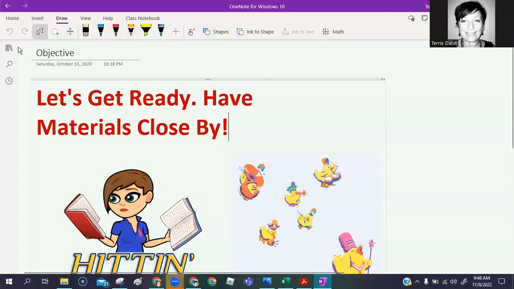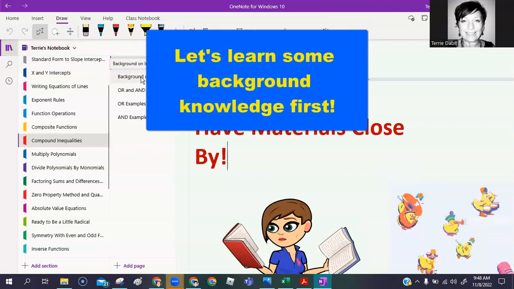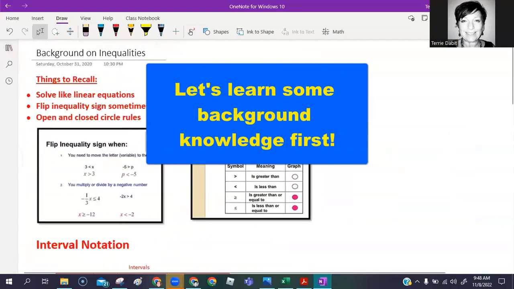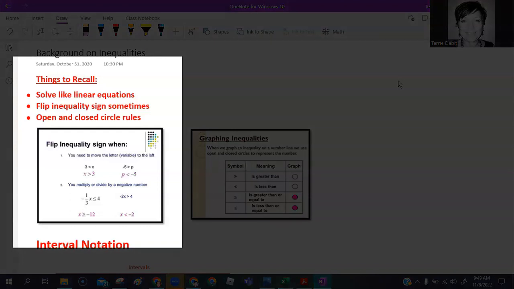Just go ahead and get started. Our objective for the day is compound inequalities. You will need some background information on inequalities. This is before this class, but I wanted to go back and give you an idea of what's going to be important. Things to recall is we're going to solve them like linear equations.